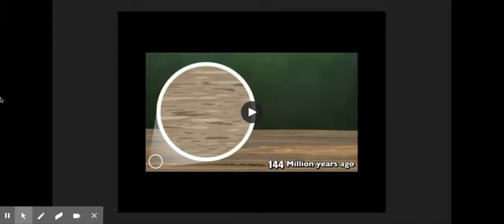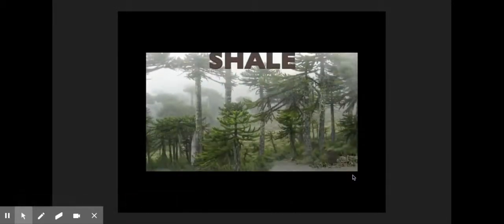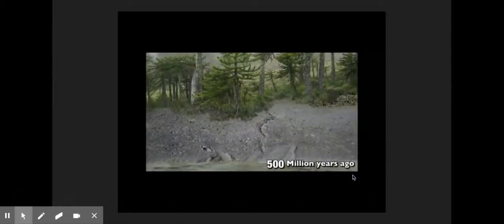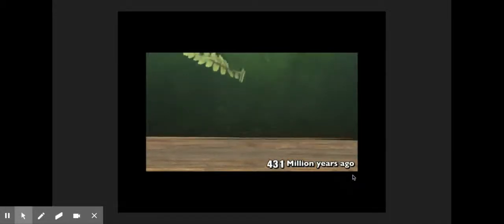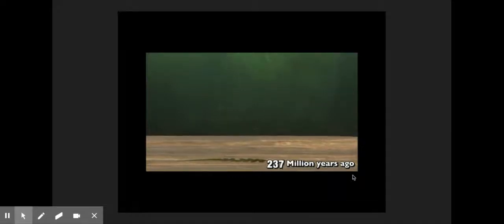So let's take a peek at some shale formation. It has no sound. So we're underwater and we're watching layers build up over millions of years. A leaf falls into our layers of clay and silt. And if you watch the leaf, you can see it get smushed, get compacted down, the space leaving between the other layers.